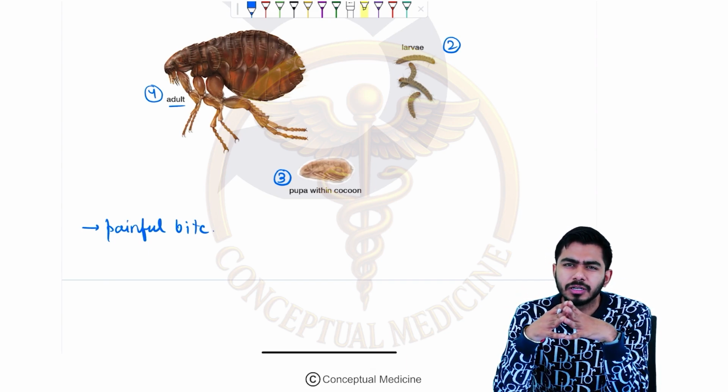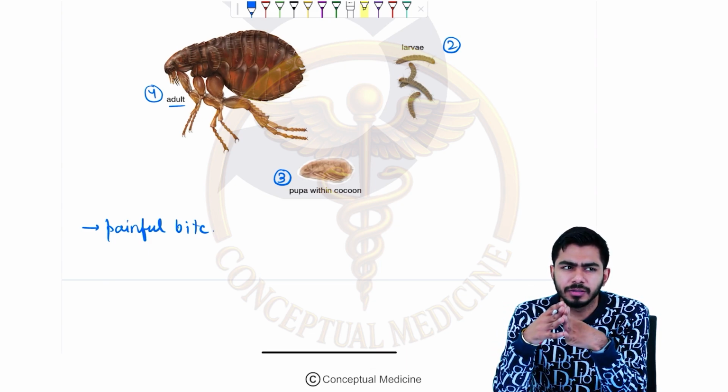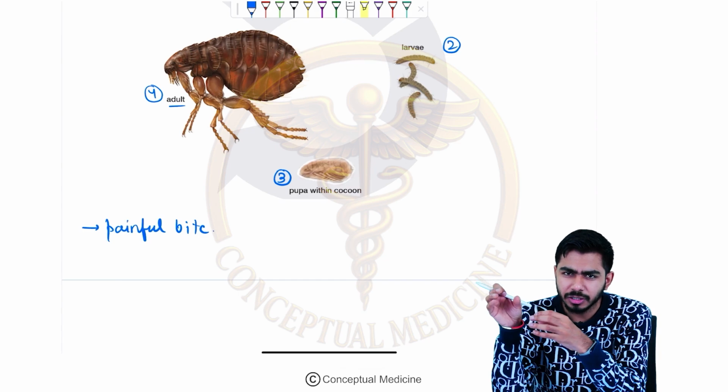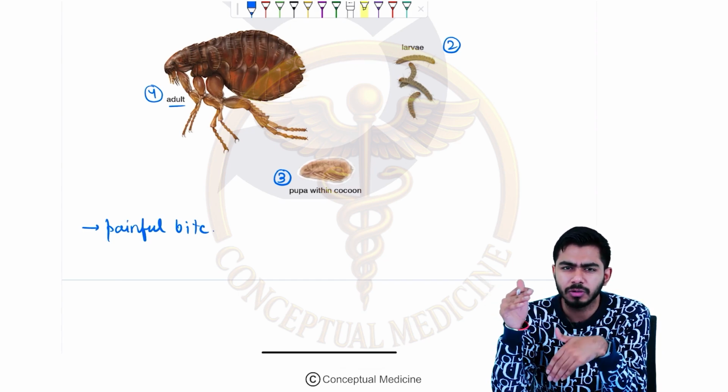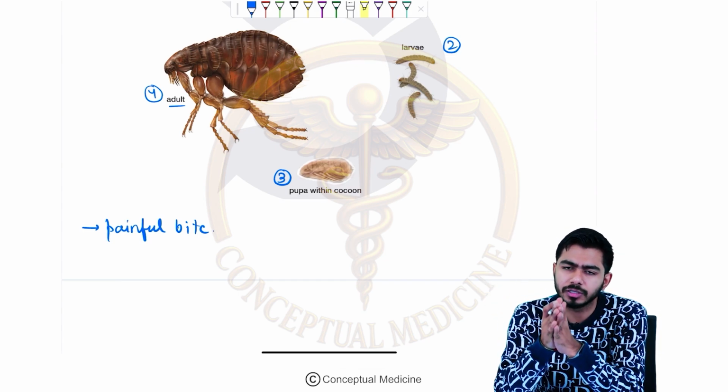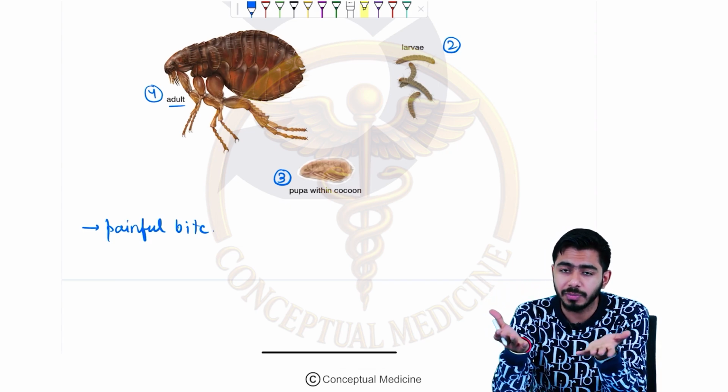They are not made up in a manner that they should be biting the human. Why are they biting the human? Why are we talking about the flea over here? Because we know that they're the cases which can spread the plague.